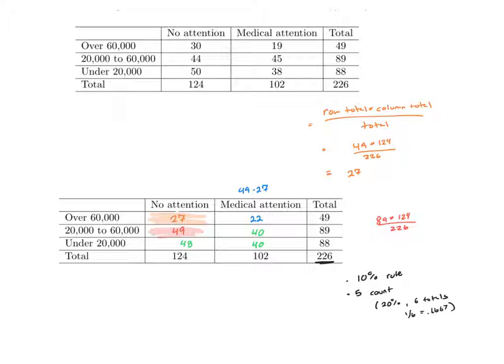I've met the 10% rule. I have over 5 in each cell. I can go ahead and run a chi-squared on this.